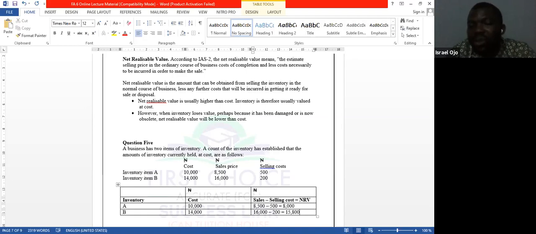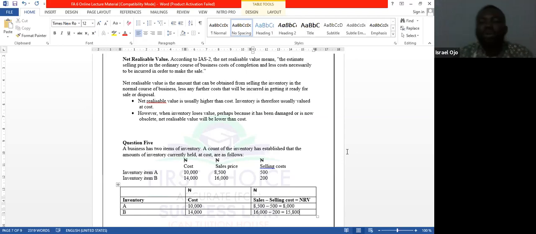So our current assets under our financial statement will be valued at 8,000 as against the 10,000, because the law says that we take the lower between the cost and the net realizable value. Therefore, for item B, the cost is 14,000, while the NRV is 15,800. So the cost is lower. So it means that we are going to pick the cost of the item, not the net realizable value, to value our inventory in our financial statement.